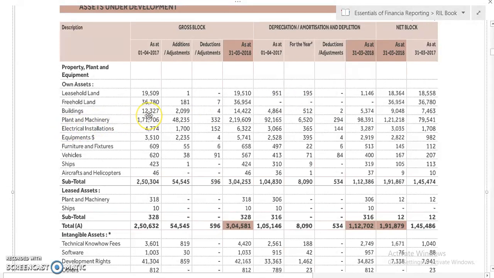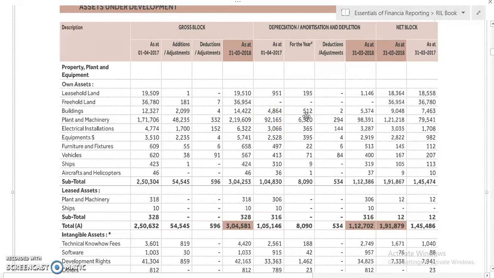Buildings. These are all the buildings, or the improvements of buildings, or the physical part of the buildings. 12,000 was the initial amount, then they bought another $2,000, so the total becomes 14,000. They have been charging $4,800 in the past. This year they charged $512.